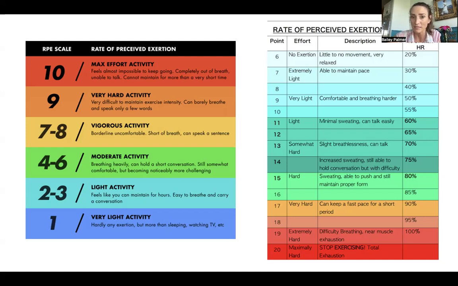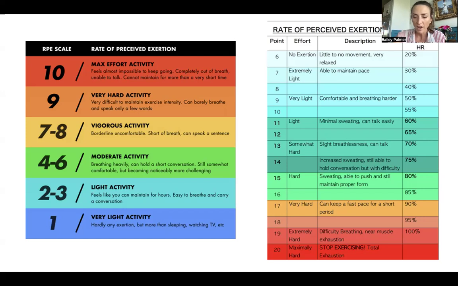I'm at 80% max heart rate. We go up to 19. This is extremely hard. I'm having a hard time breathing. I'm near my muscle exhaustion. I'm almost done. I can't push much further. I'm at about 100%.